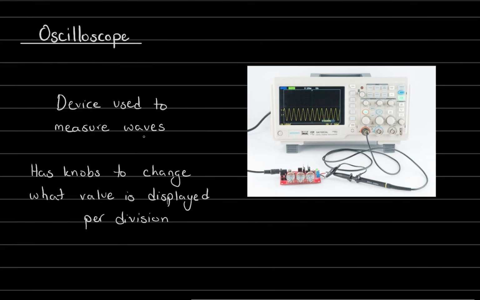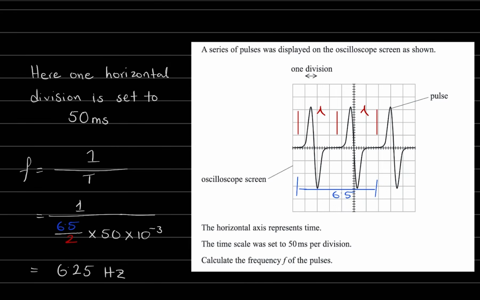Oscilloscope is a device used to measure waves. It has knobs that can be used to change the values. Let's look at an example on how questions from oscilloscope can occur. Here you can see the question has clearly indicated that one division is 1 square box. We are also shown that the time scale was set at 50 milliseconds per division.